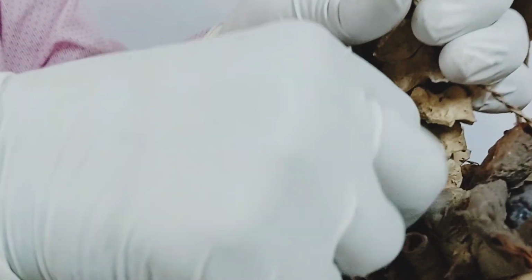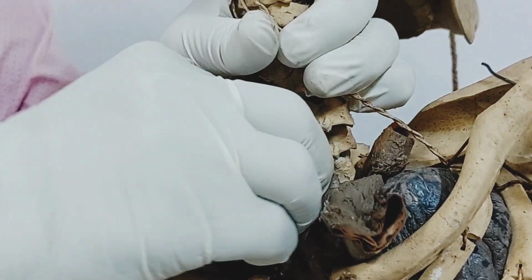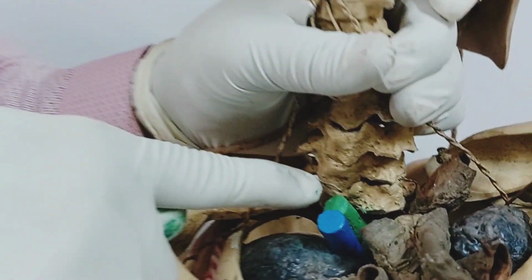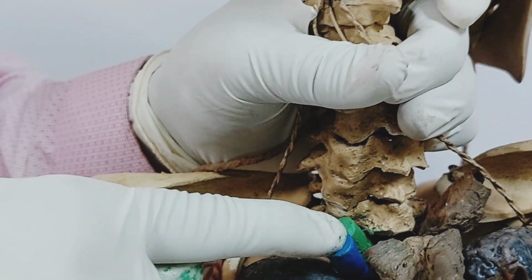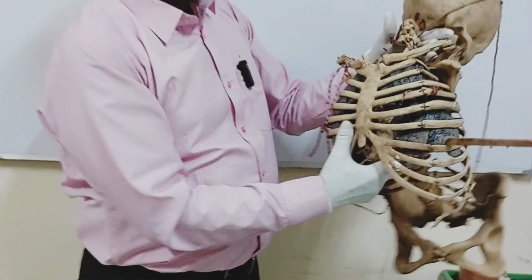That I have already shown you in the specimen of the trachea and esophagus. One is the esophagus in front of the vertebral body and one is the trachea in front of the esophagus. So I remove this. Now you see, probably you can see the structures which are coming out or going inside the thoracic cavity through this inlet.